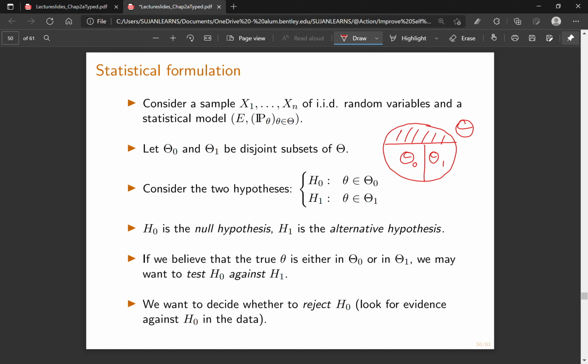Next important thing is that theta naught and theta 1 have to be disjoint. They cannot overlap, else we cannot formulate our hypothesis. It will not work. Next step is to actually formulate the hypothesis, a scientific hypothesis based on our parameter theta.